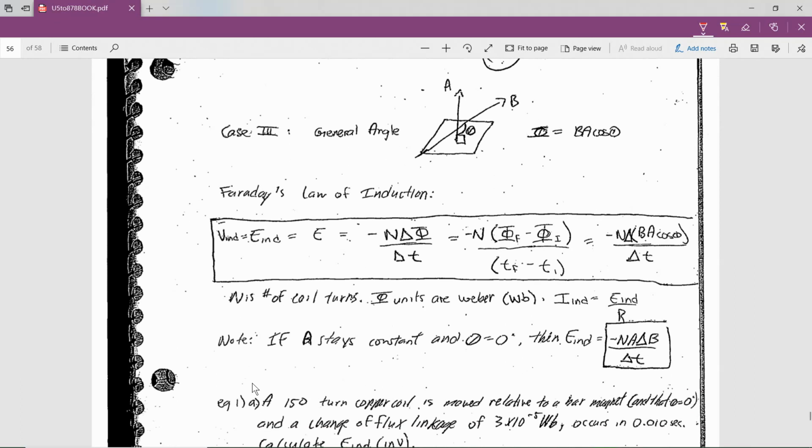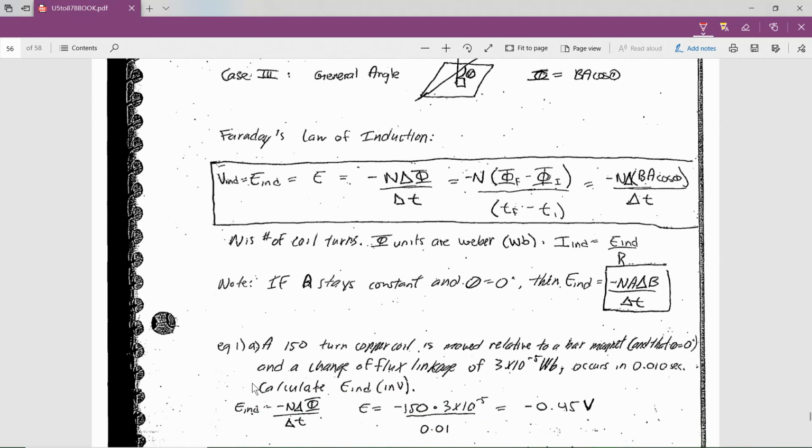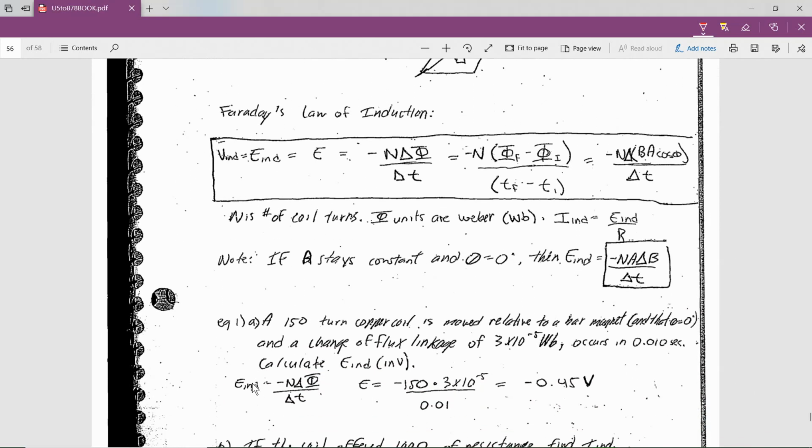So Michael Faraday came up with this law of induction, which says that the induced voltage, V induced, and that's the symbol I'll use, turns out to be minus N, where N is the number of coil turns. The minus sign has to do with Lenz's law. We'll get to that later, perhaps, if we have time, times the change in flux over the change in time.